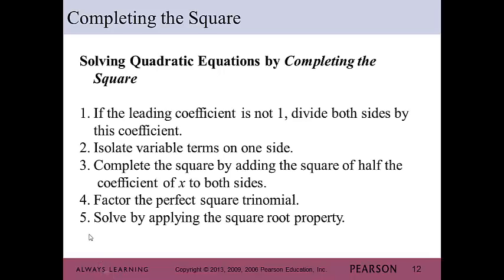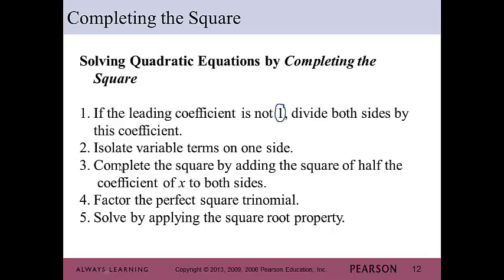Step 1, if the leading coefficient is not 1, divide both sides by this coefficient. So your leading coefficient has to be equal to 1. If it's not, divide both sides of your equation, so every term will be divided by that number. Step 2, isolate the variable terms on one side. If it has an x in it, keep it on the left side. If it does not have an x, move it to the right side.